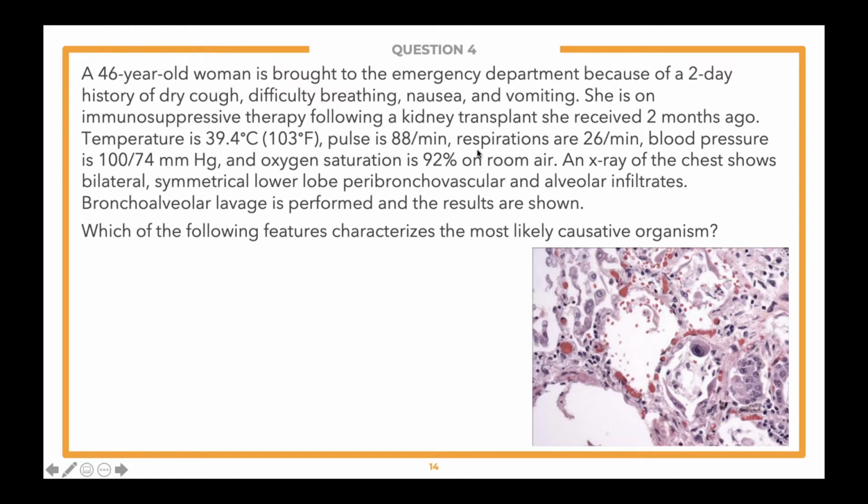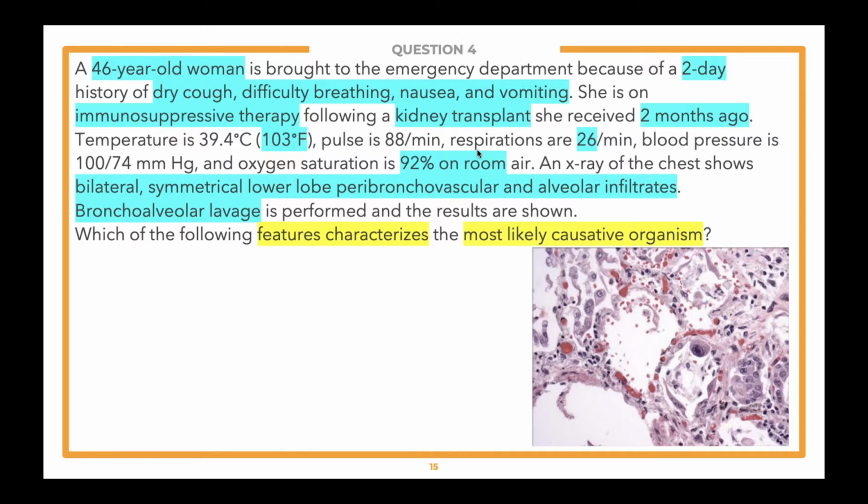Thank you, Sean. So once again, we're going to go ahead and show you what we think are the important clues in this vignette and the lead-in. Okay. So starting off, we now have a 46-year-old woman. And she is coming to the ER because of a dry cough, difficulty breathing, nausea, and vomiting. So imagine this patient's coming to the ER with those symptoms. And it's been going on for 2 days, so we are told a little bit about how long it's going on.